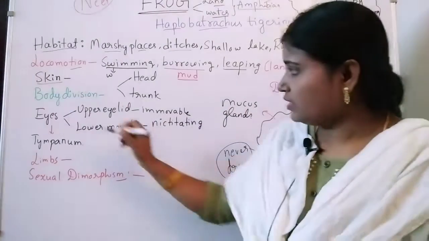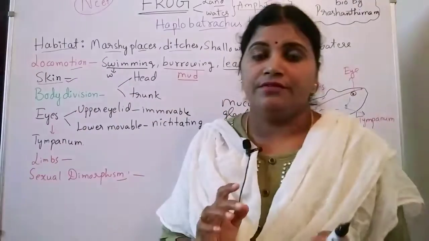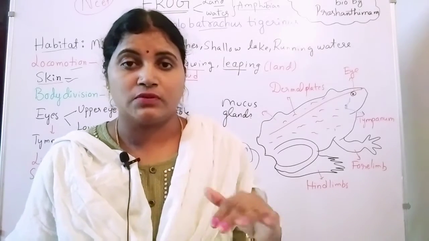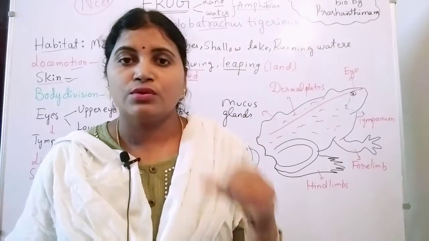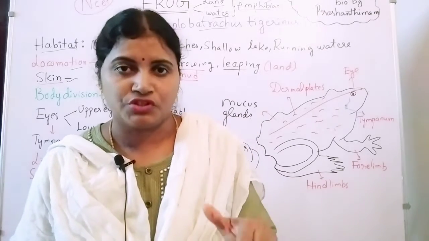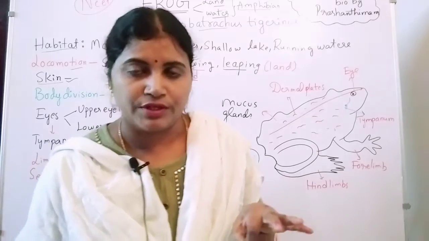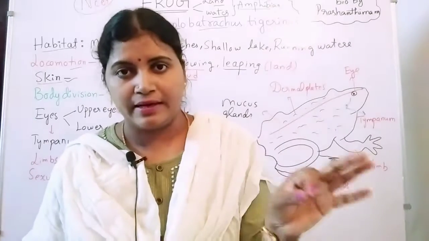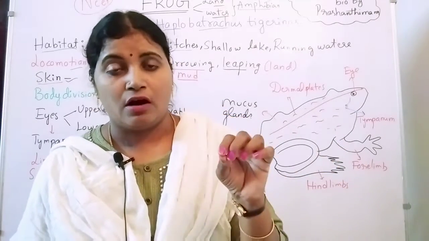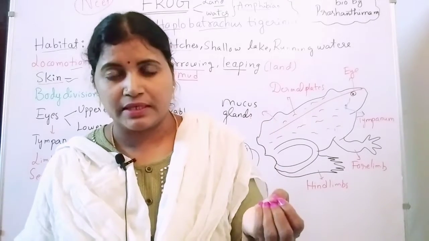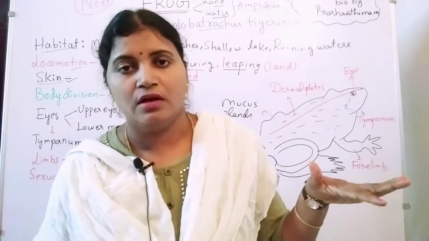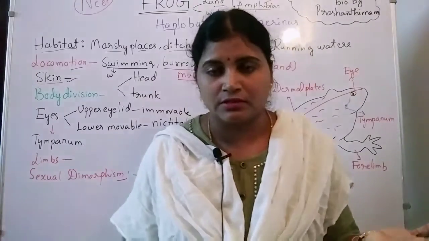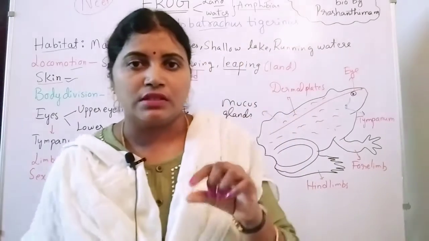And also the skin is richly supplied with blood vessels, then only this absorption is possible. So here the skin is not only responsible for absorption of water, it is also responsible for respiration. That's why skin plays a very, very important role in the frog, okay. Frog skin is very slimy, moist, scaleless, okay. This skin contains mucus glands. Also it is very richly supplied with blood vessels, so that it is able to absorb the gases. Gaseous exchange takes place through skin. That's why the skin is very moist.